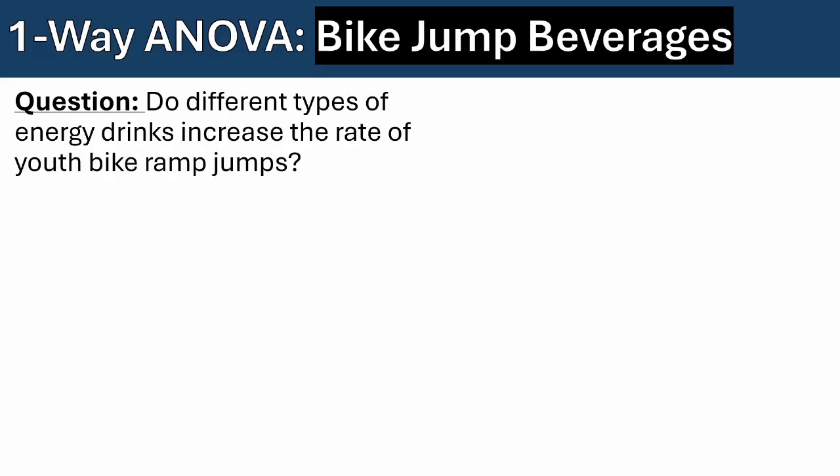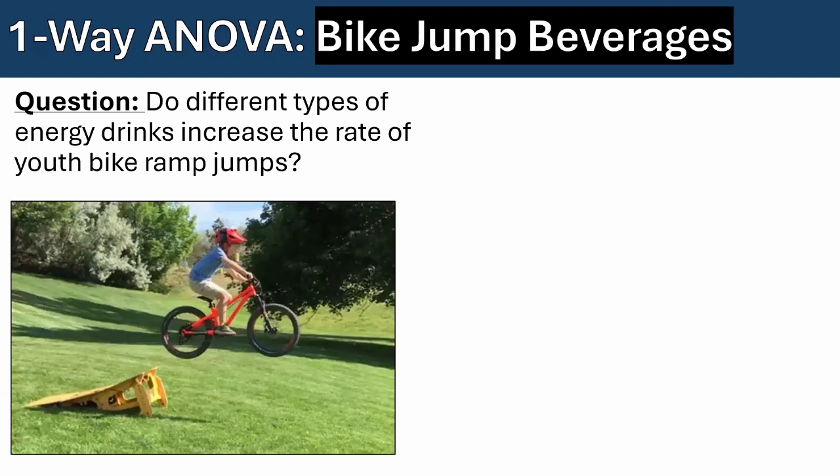Let's switch over to one-way ANOVA, where I'm looking at more than two groups. And my question here is going to be, do different types of energy drinks increase the rate of youth bike ramp jumps? So maybe a kid has an energy drink and that increases their desire to take their bike off any old ramp they can find here.